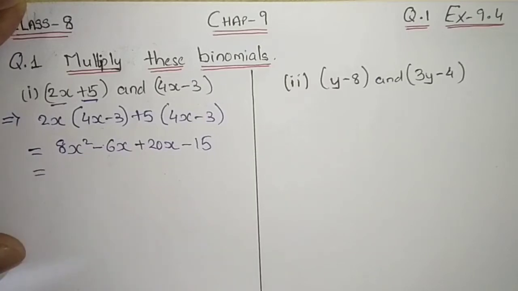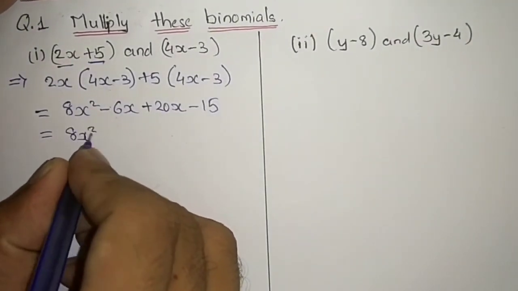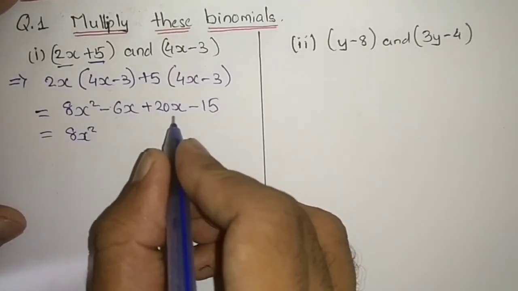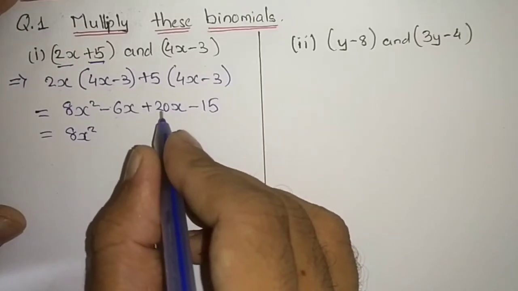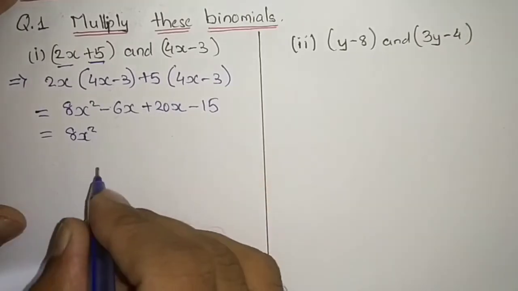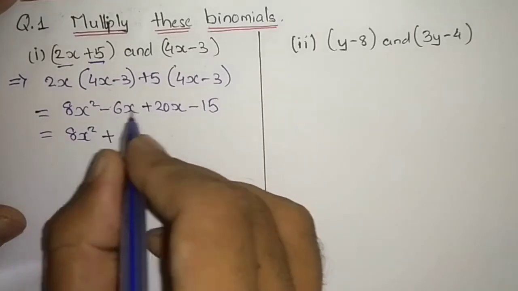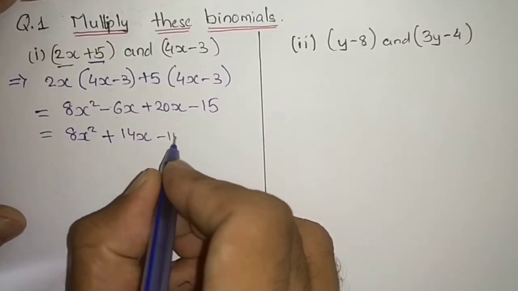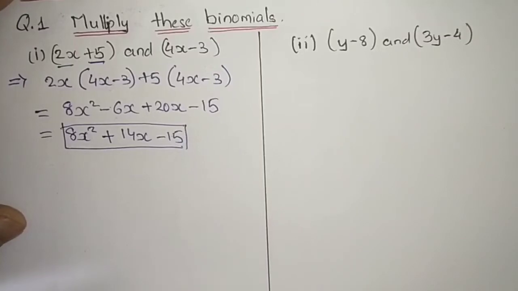Now we will add the like terms. Here 8x square will remain as it is, minus 6x plus 20x. The sign of 20 is greater because the value 20 is greater than 6, so we will write the plus sign. Now we will subtract these two: 20 minus 6 will give me 14x minus 15. So this will be our answer.